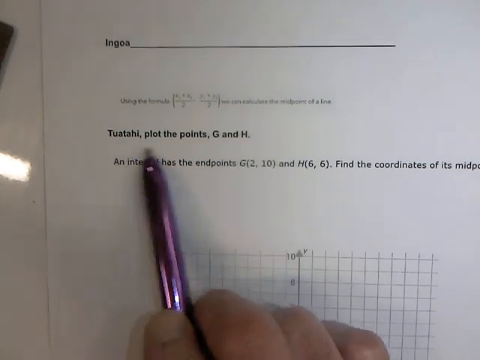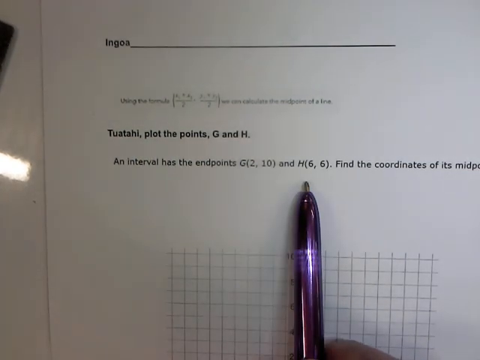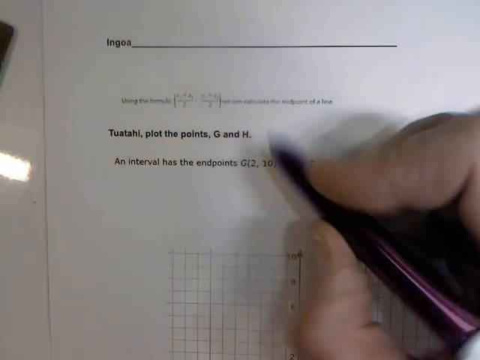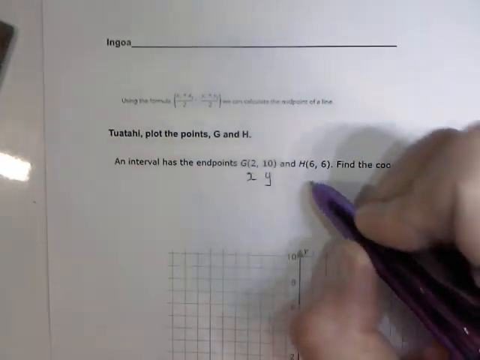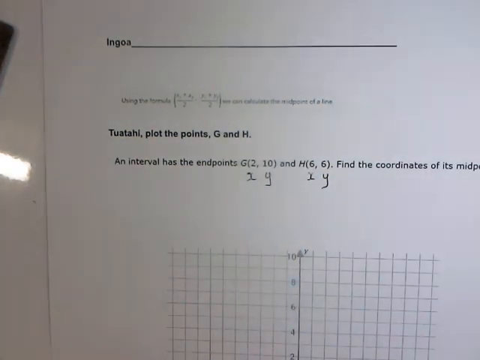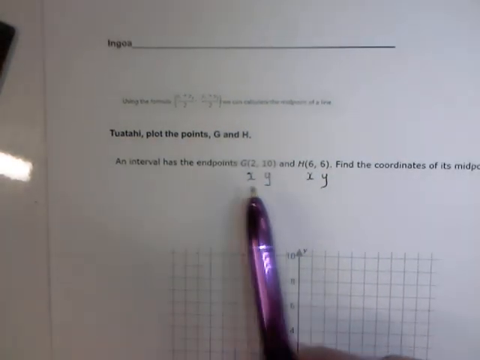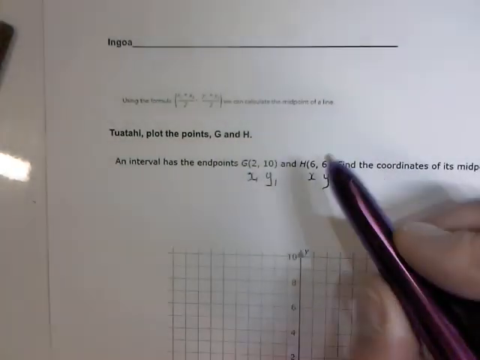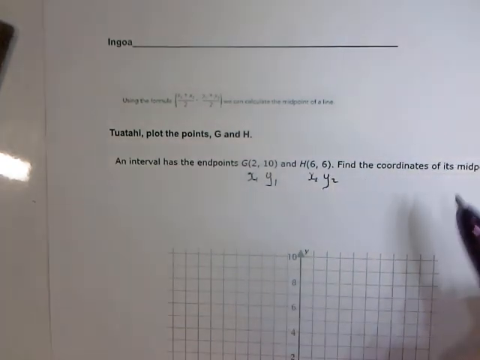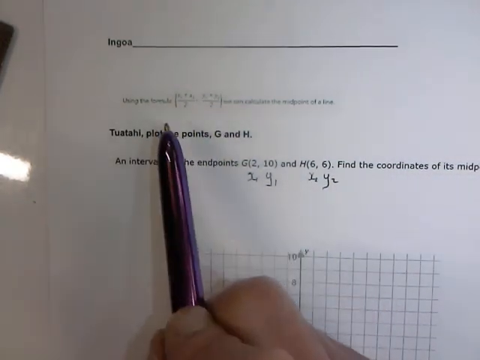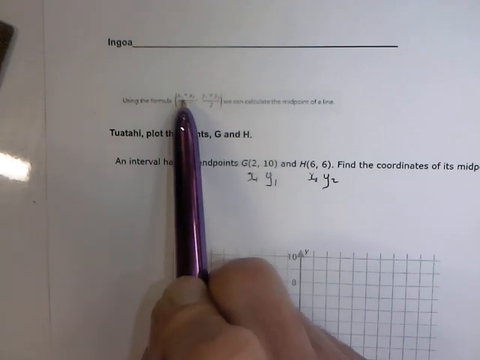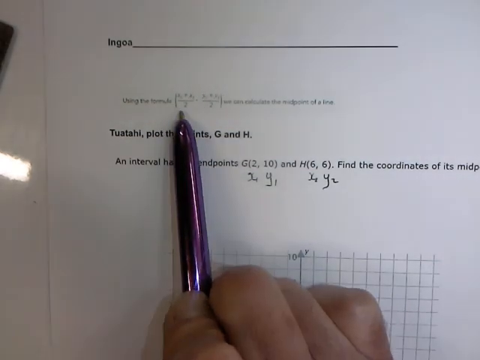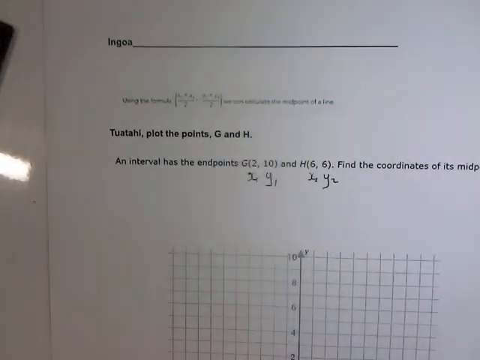So tuatahi, first thing we're going to plot these points G and H. Now we should recall that every single point consists of two pieces, an x and a y. Since this is point number 1, I'm going to call this x1, y1. This is point number 2, I'm going to call it x2, y2. And we can see here from the formula to find the averages, x1 plus x2 divided by 2, and then y1 plus y2 divided by 2.